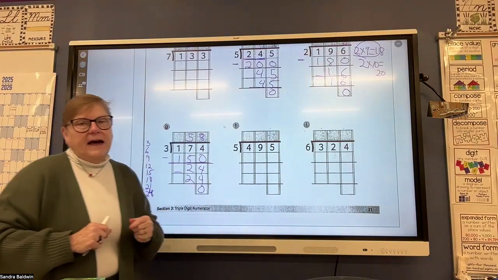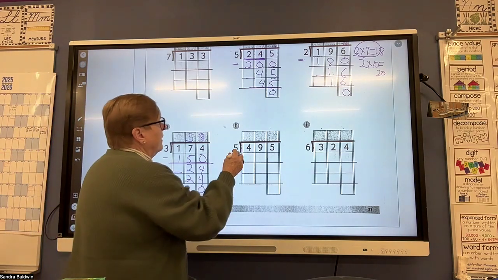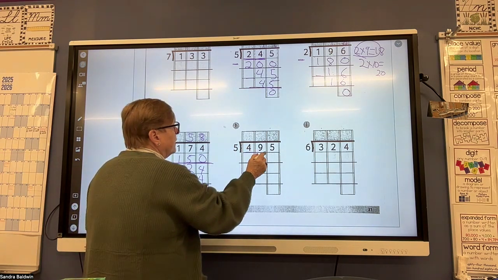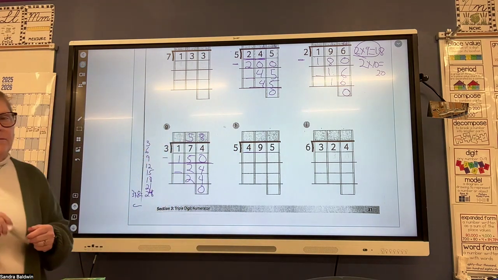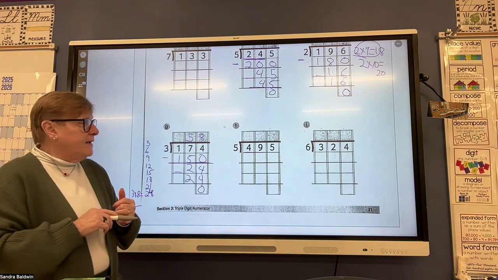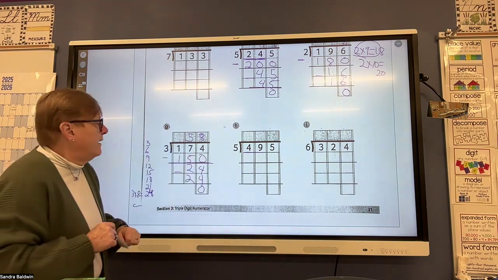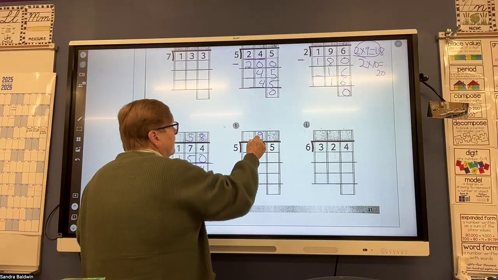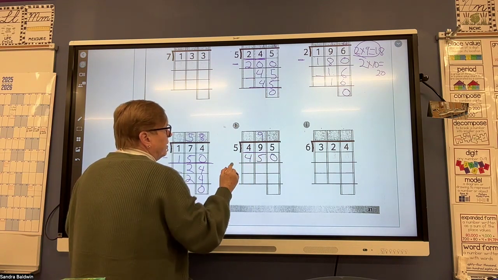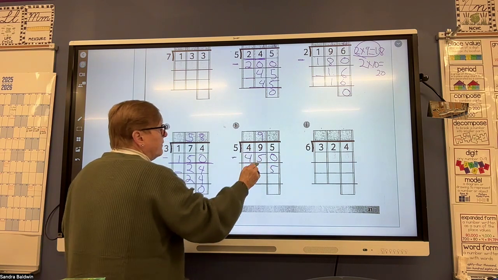Okay, my divisor is 5. So I know I'm going to be skip counting by 5s. Can I say 4 divided by 5? No. So I'm going to group these two together. 49 divided by 5. Yes, I can do that. I know that 5 times 10 is 50. That's too much. I can't have anything more than 49. So I know that if I use 9, that will work. 9 times 5 is 45. Put a 0 there. We'll subtract. 5 minus 0 equals 5. 9 minus 5 equals 4.